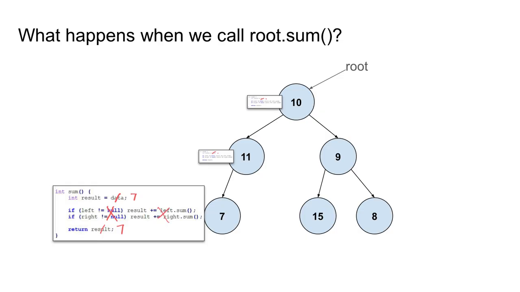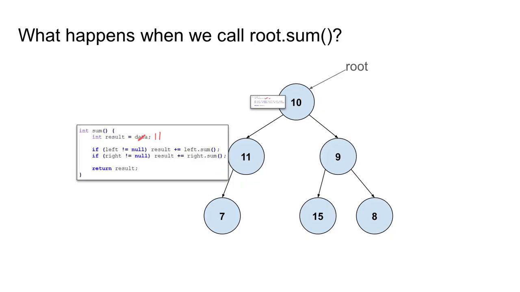So now that the method is done, its job is to send its result back up to the method that asked for it. So remember, we were doing this because 11 asked for left.sum. So we're going to pass the 7 up to here. And that's what we got back from left.sum, was this 7. And then that is being added on to result. So result has gone from 11 to now it's 18. And now we are done with this first if statement here.